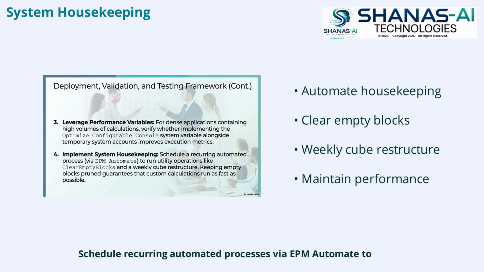Schedule recurring automated processes via EPM Automate to run utility operations like clear empty blocks and weekly cube restructures. Keeping empty blocks pruned guarantees that custom calculations run as fast as possible. Regular housekeeping is essential for maintaining FCCS performance and reliability.